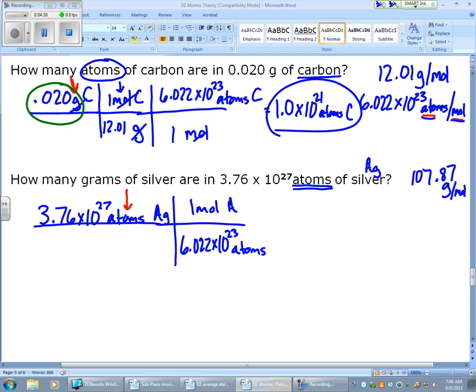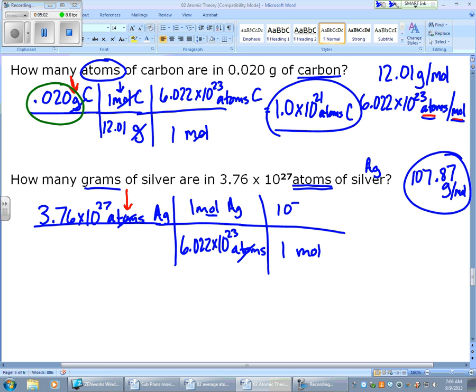Remember, you will never see 1 atom or 1 gram when you're doing these. Atoms cancel. Now I have moles, but they want grams in the problem. So what I need to do is convert moles to grams, and I do that by molar mass, which I get from the periodic table. We've already looked that up. There's its molar mass. Mole is here, so mole has to go here, and in 1 mole, there are 107.87 grams of silver.